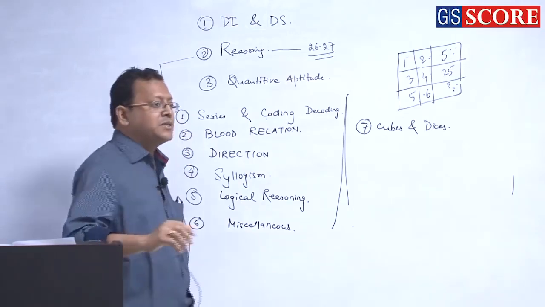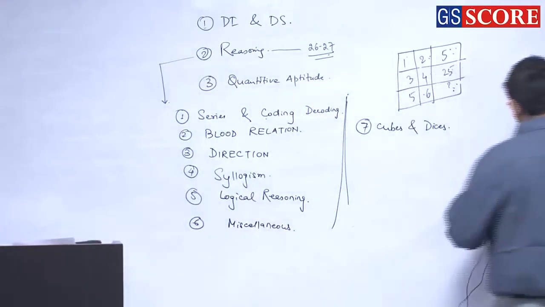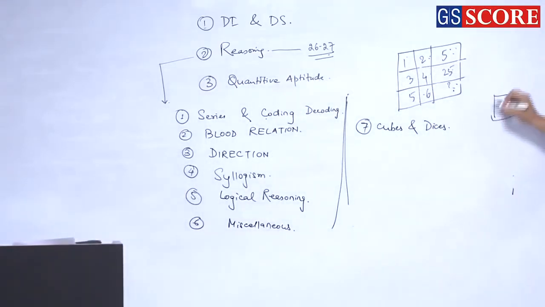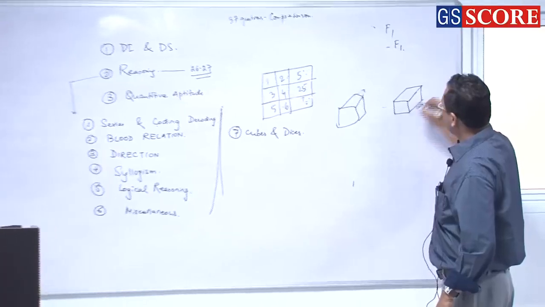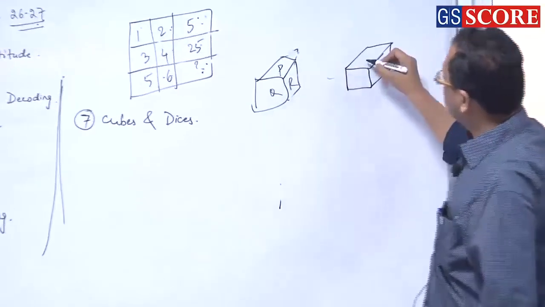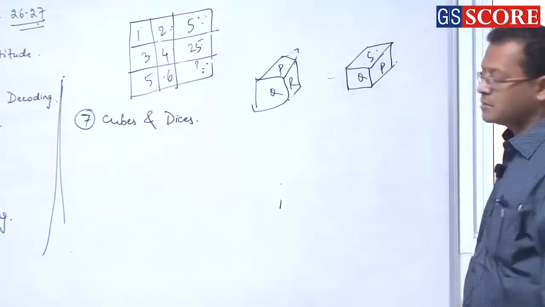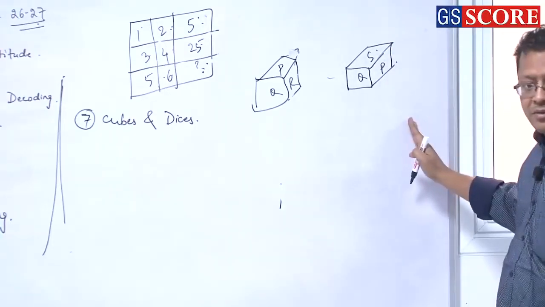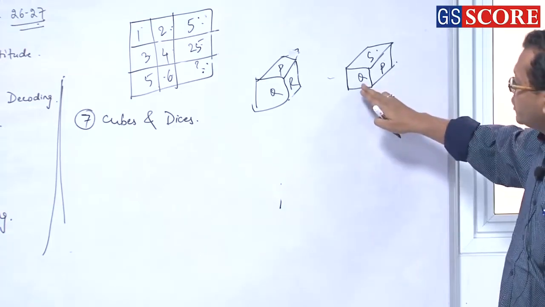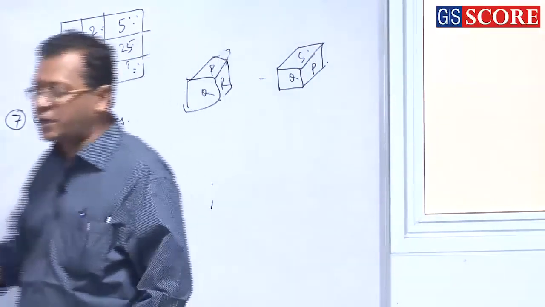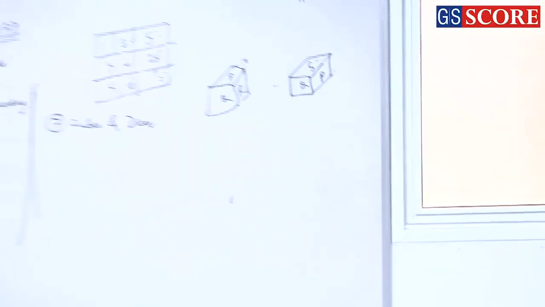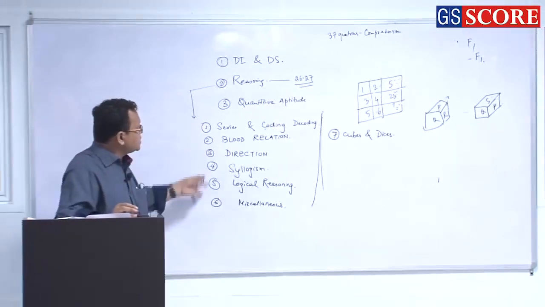The questions on dices will be something like this: different diagrammatic situations of a dice are given. This is P, Q, R, this is Q, P, S. Another situation will be given. Then you will be asked, what comes opposite R or what comes opposite S? So then you have to analyze also. That we will discuss when we do this exercise question, right? So these kind of questions are asked in the reasoning part.